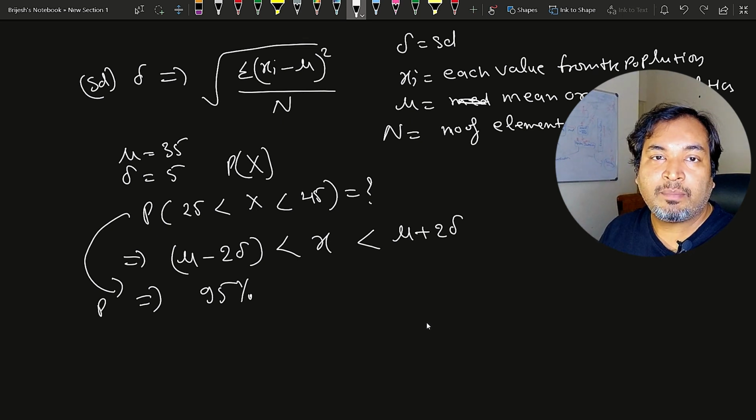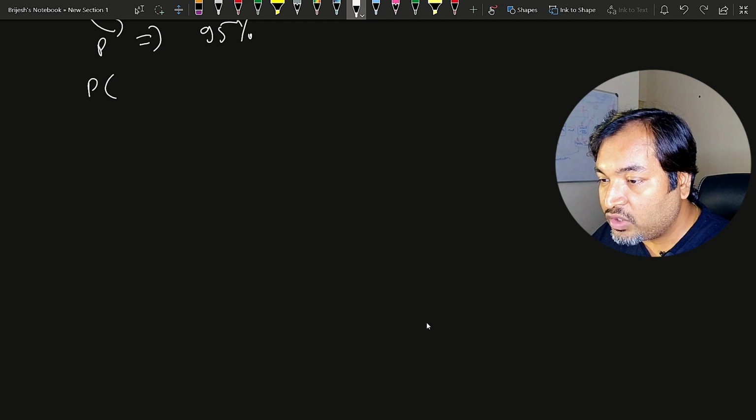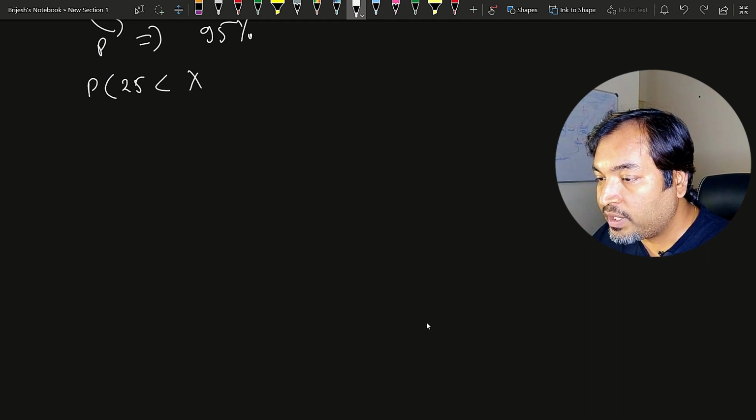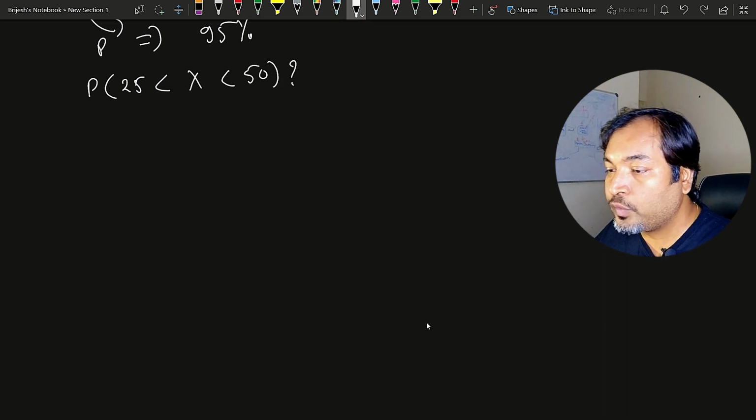Let's take a different example. As soon as you go through more and more examples, you will get a better understanding around this, right? Just find out the probability for 25 less than or equal to x less than or equal to 50. What would this be?